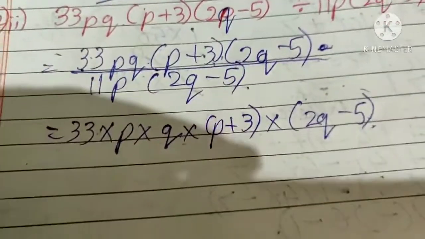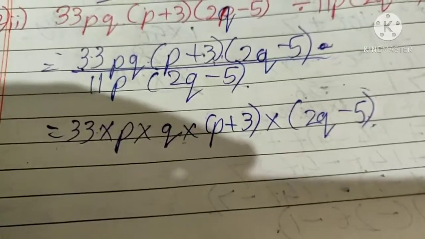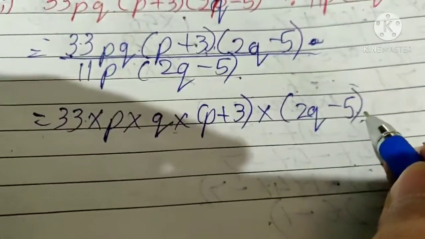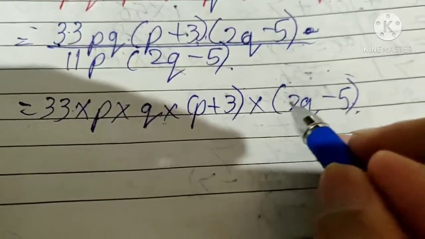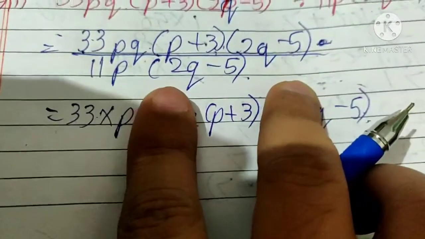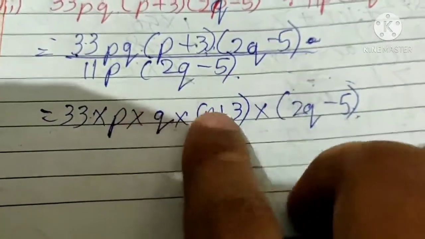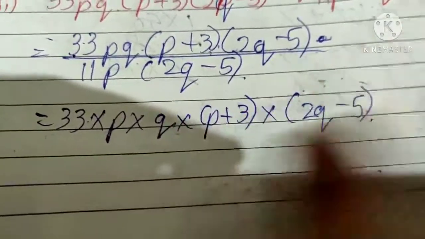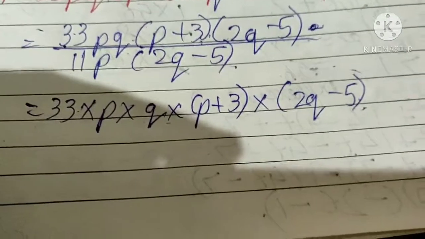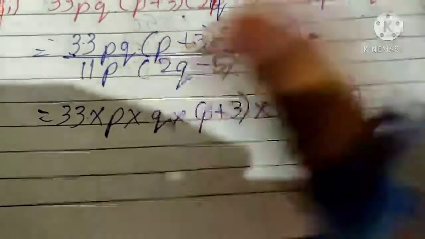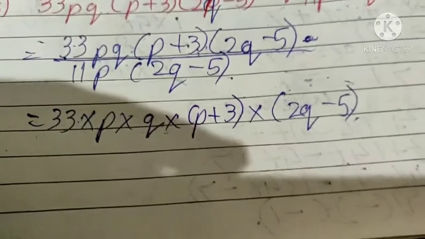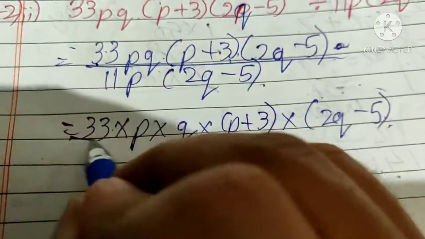Whenever we have to cut off, we will cut off the factor as a whole, not a number out of it. Like we cannot cut 3 or 5 out of it. Whenever this is cut off, it is cut off as a whole, because this is a combined factor. P and 3 are not the factors. P plus 3 is a combined factor. P plus 3 is a factor, so p plus 3 will be cut off altogether.